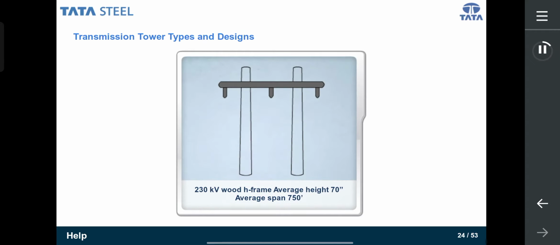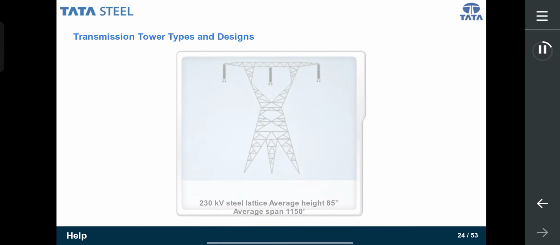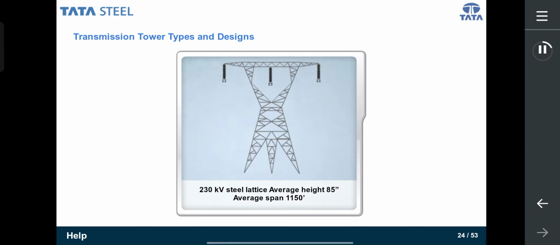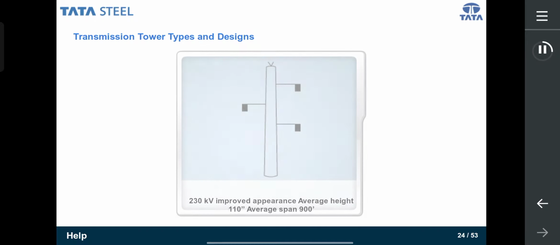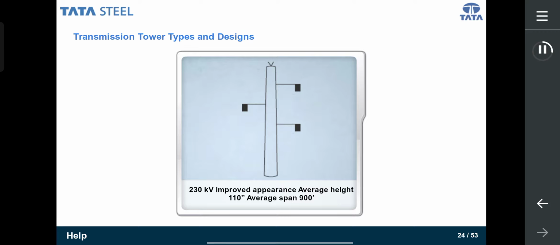230 kV wood edge frame, average height 70 inches, average span 750 feet. 230 kV steel lattice, average height 85 inches, average span 1150 feet. 230 kV steel lattice double circuit, average height 120 inches, average span 1150 feet. 230 kV improved appearance, average height 110 inches, average span 900 feet.